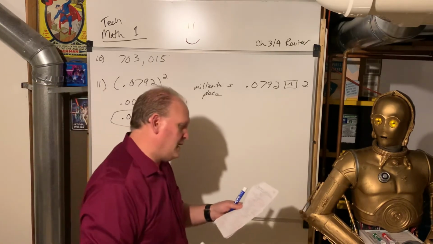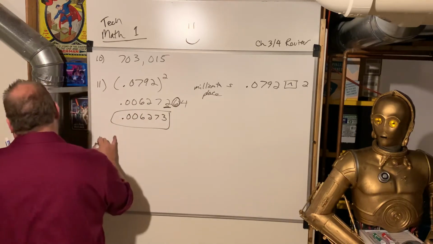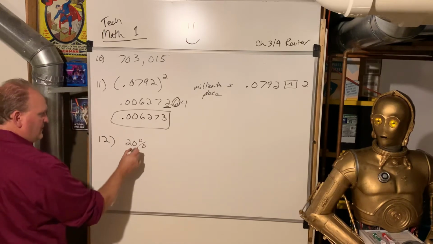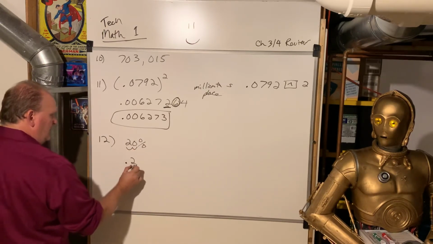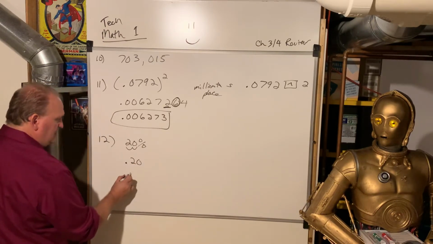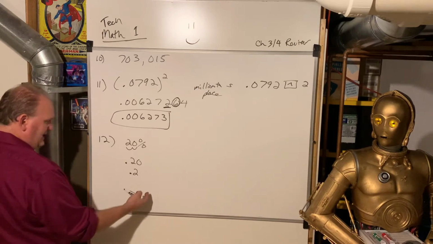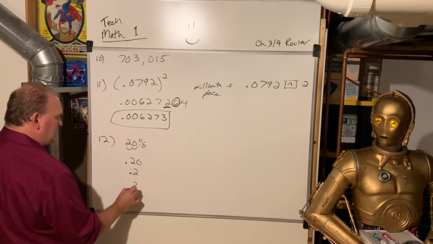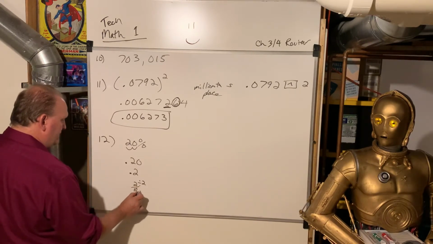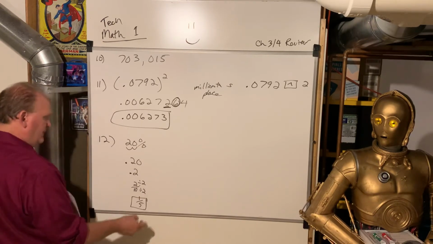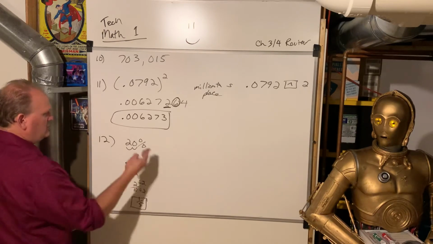All right, 12, convert to a fraction in lowest terms, 20%. So we take that 20%, first you make it into a decimal by moving it 2 places to the left, and then you ditch the percent sign, right? And so 0.20, that's the same as 0.2, 2 tenths. If I read that out loud, 2 tenths, that's this, and then I reduce that fraction. 1/5. So 1/5 is equivalent to 0.2, which is equivalent to 20%.